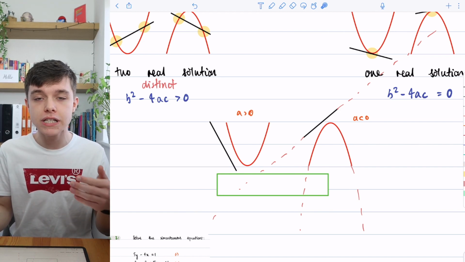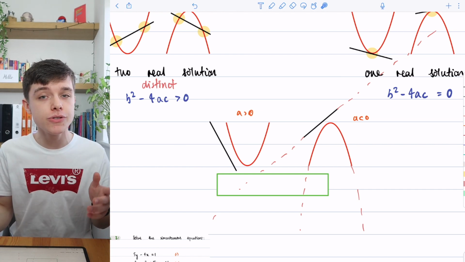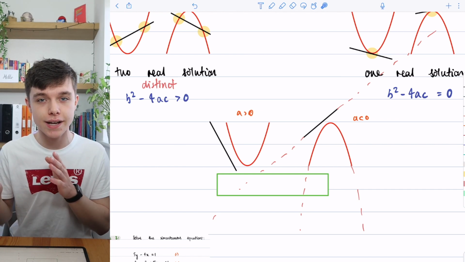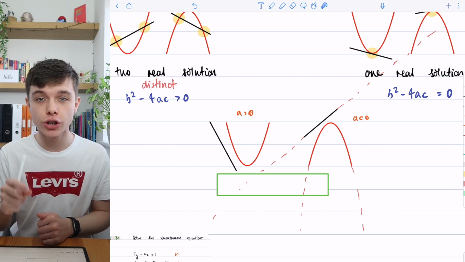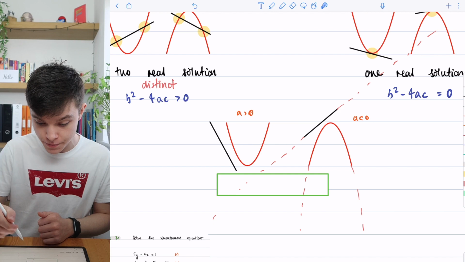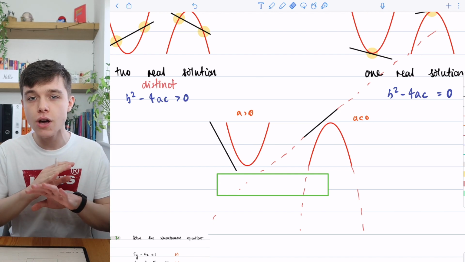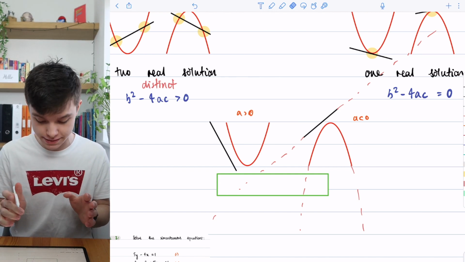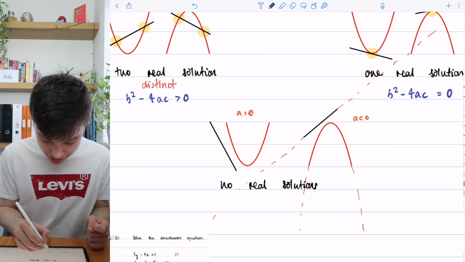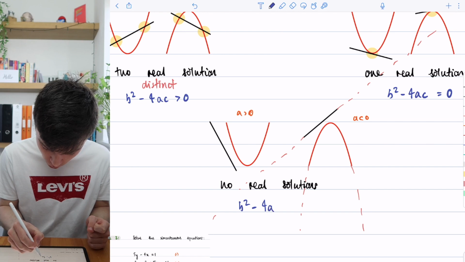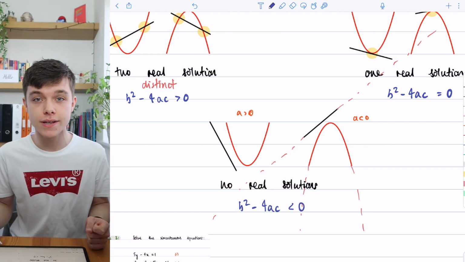If there's no point of intersection, then there must be no solutions to the simultaneous equations, because remember, the point of intersection is the solution to the simultaneous equations. So here we've not got 2 intersections, we've not got 1, we've got no intersections, and so there are no real solutions. And what that means is b squared minus 4ac is less than 0.